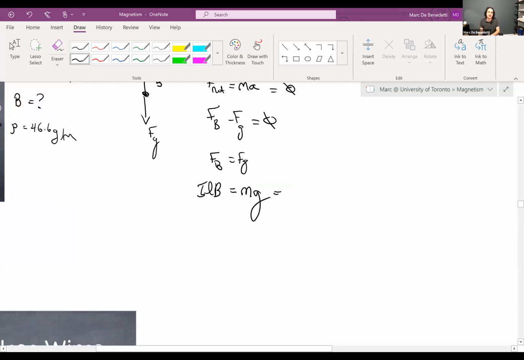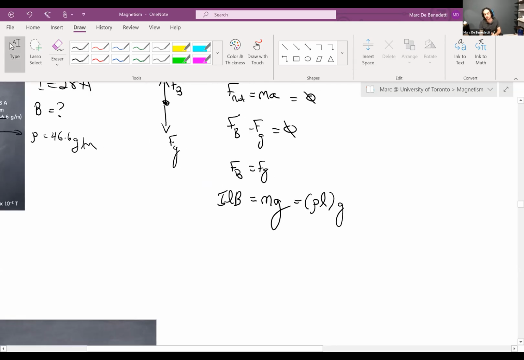But we can compute m in terms of its length. So we say the mass is going to be the density of the wire multiplied by the length of the wire. So if it has, let's say here, 46.6 grams per meter, and it's 1 meter long, then the wire is 46.6 grams. If it's 2 meters long, then it's closer to 100 grams, right? You just multiply the density by the length, and then you get the mass.